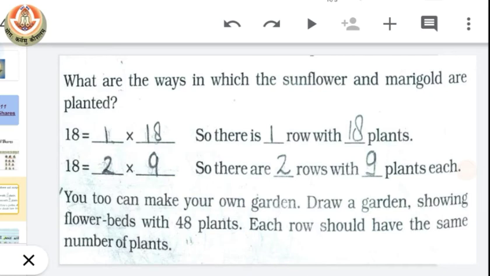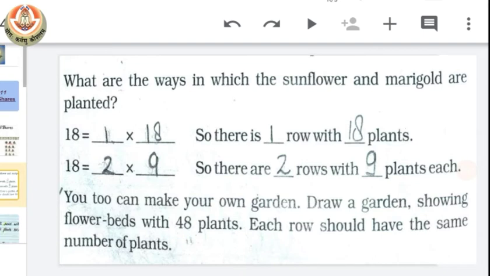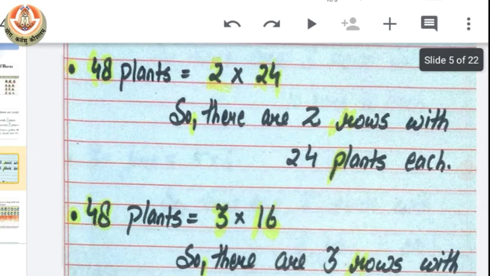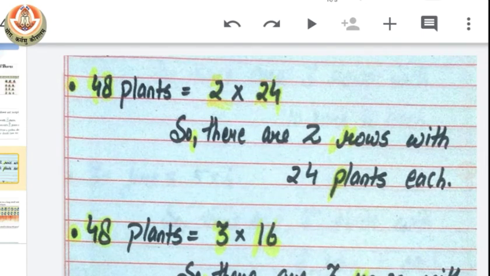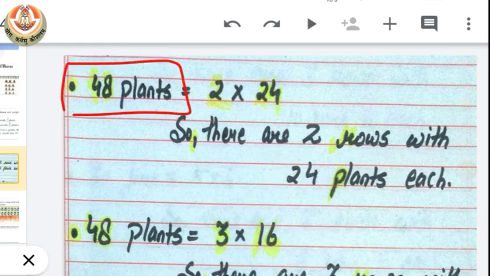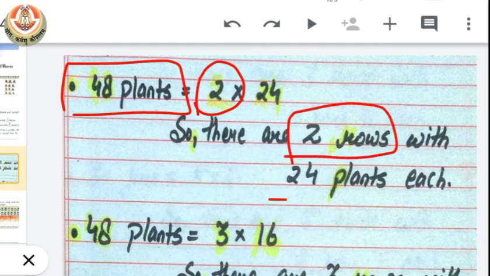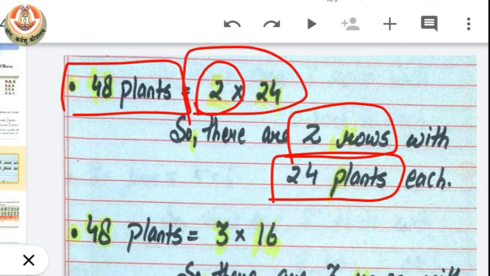Now let's see, you too can make your own garden. Draw a garden showing flower beds for 48 plants, and each row should have the same number of plants. So let's try to make a flower bed for 48 plants. We have lots of arrangements. We can make a flower bed for 48 plants if we take a total of 2 rows. That means each row will have 24 plants.